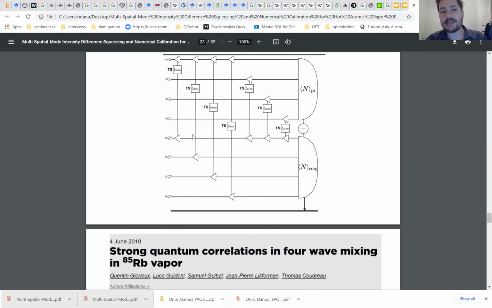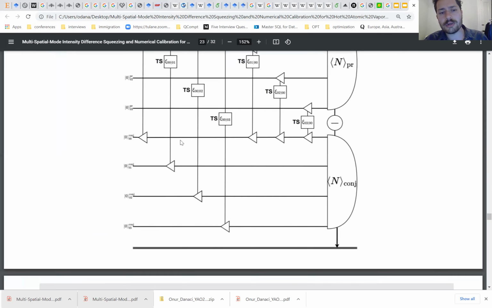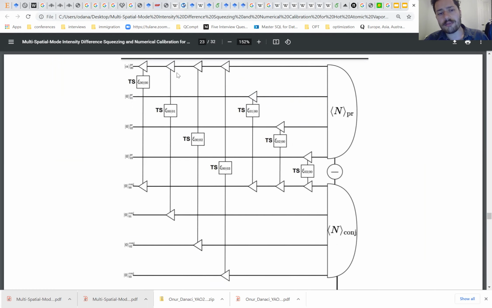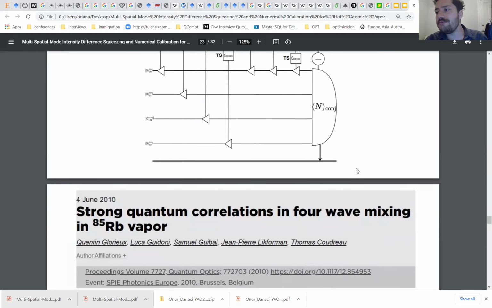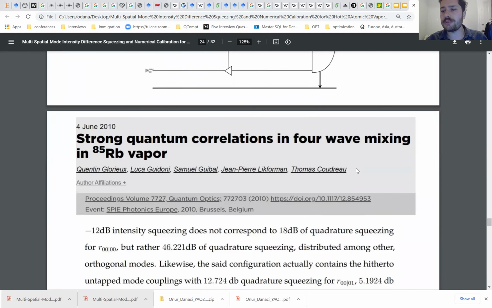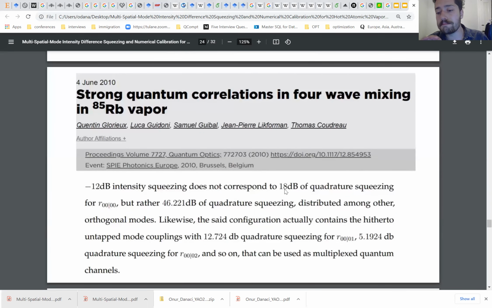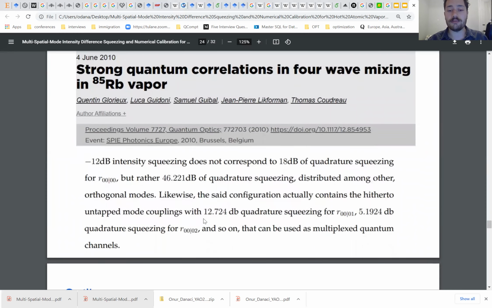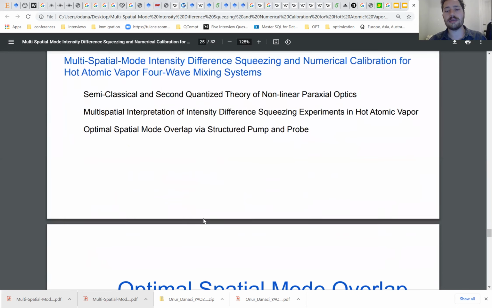And in the realistic case, yes, you have this parametric amplification between 0-0 modes, like alpha 0-0 and then a conjugate 0-0. But you also have all those contributions coming from vacuum two-mode squeezed vacuums, for example 0-1 coupled to 0-0, 0-2 to 0-0, etc. And actually our naive way of calculating the gain from the intensity difference squeezing is wrong. Actually, there are many precious quantum resources lurking around that we can actually use and access.